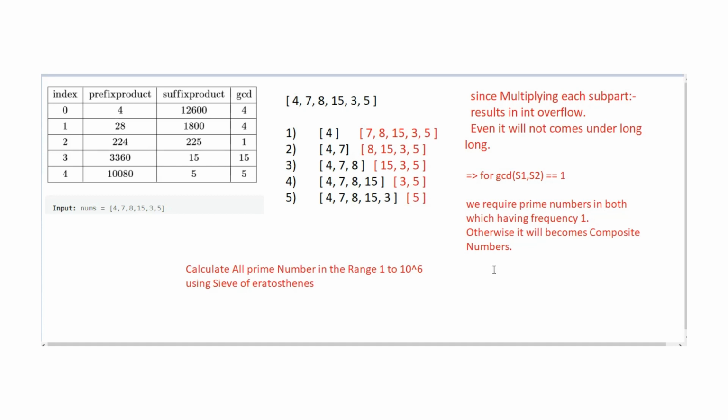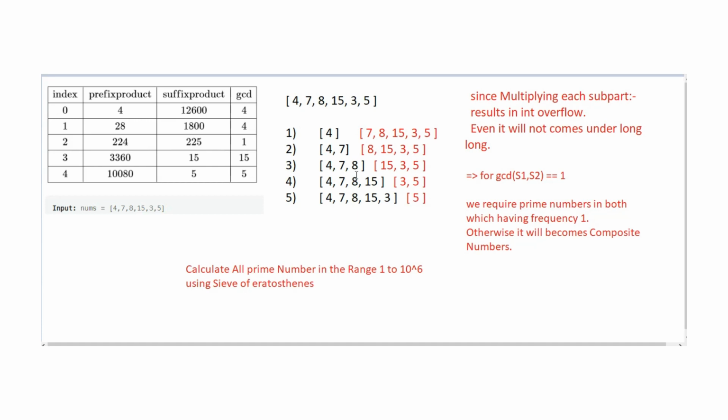The brute force approach you can apply here is that at every index you calculate the two subparts, multiply the left part and the right part, take the GCD and check whether it is equal to 1 or not. If it is, then return that index. But this will not work here, because when you multiply, in this small array for example, 7, 8, 15, 3, 5, we get a product of 12600.